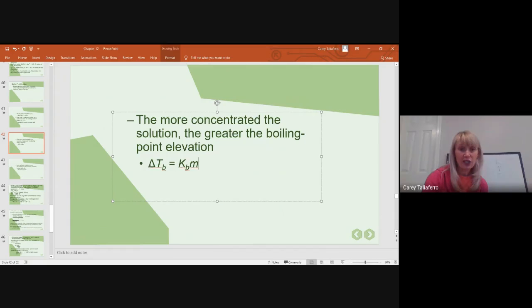Now, again, this is a change in boiling point. It is not the new boiling point. So many times after you solve for this change in boiling point, you have to add it back to the original boiling point.